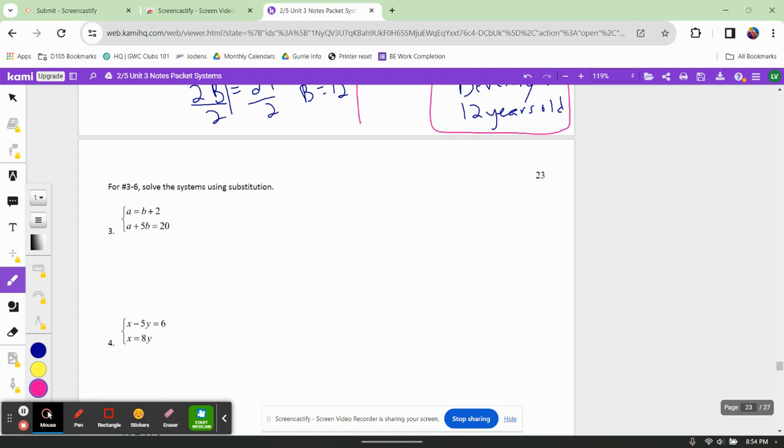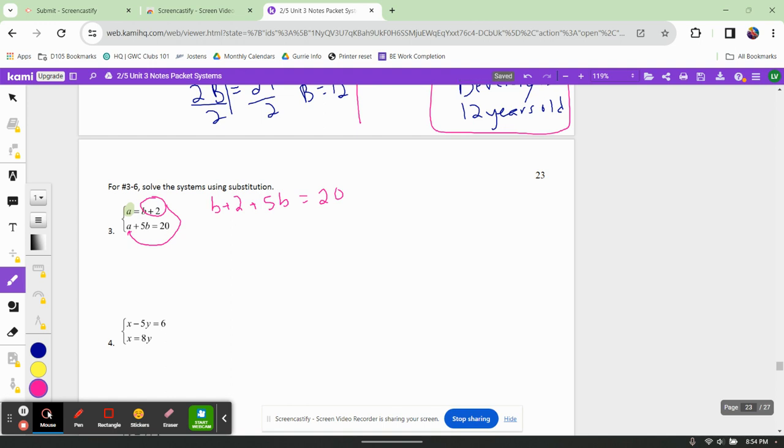So we're going to start problem number 3 off with which equation has an isolated variable? Is it the first or the second? It's going to be the first because the a is by itself. So I'm going to take this b plus 2 and I'm going to plug it into the a in the second equation. That leaves you with b plus 2 plus 5b equals 20.